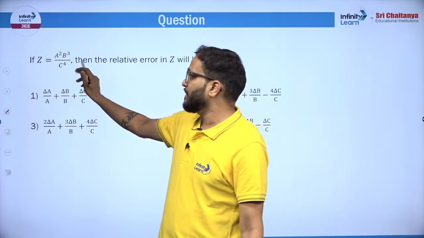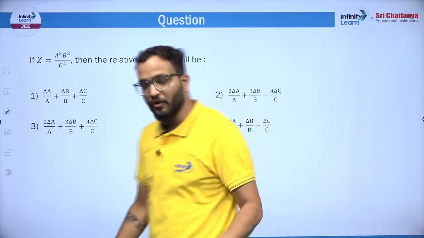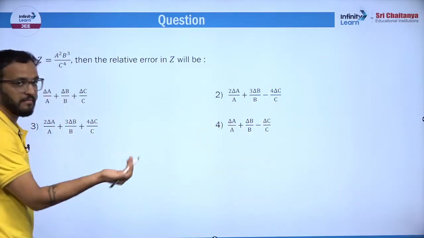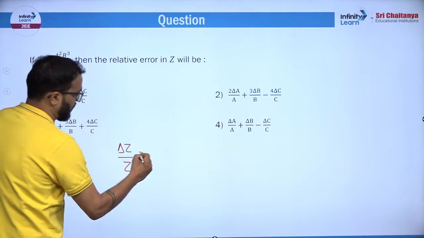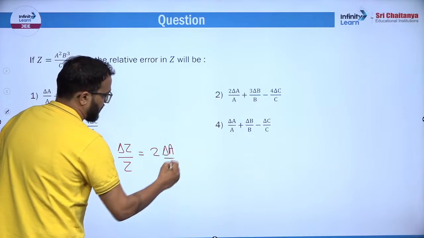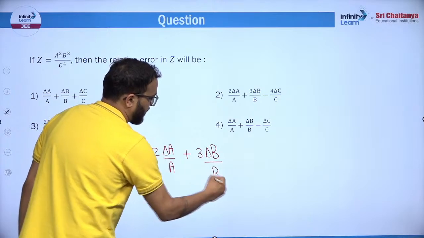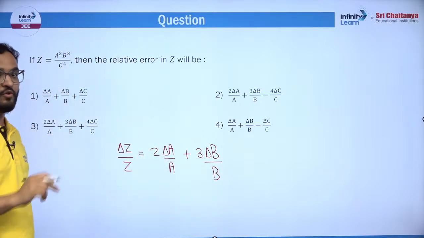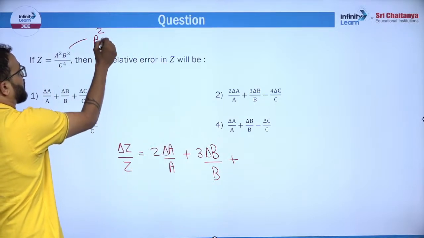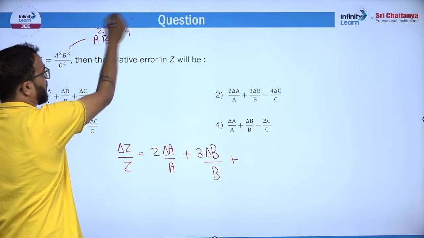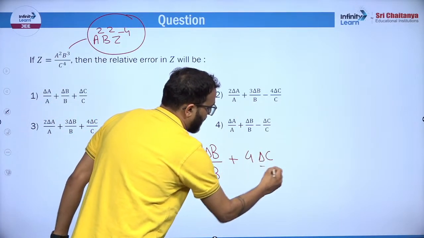Now a square b cube upon c to the power 4 is equal to z. Then the relative error in z, it's a direct formula. Whatever is the power here will come as the coefficient here. So you will say, sir, delta z by z is equal to 2 times delta a by a plus 3 times delta b by b. Now c is to the power minus 4, but errors are always added. So it doesn't matter whether you write it like this, a square b cube z to the power minus 4, here we will take only 4, delta c by c.